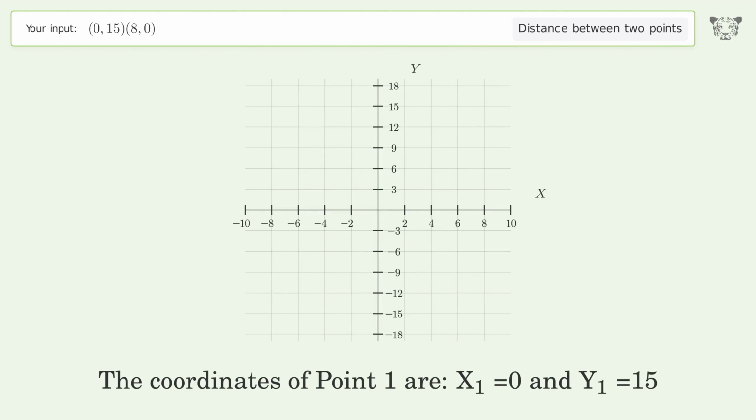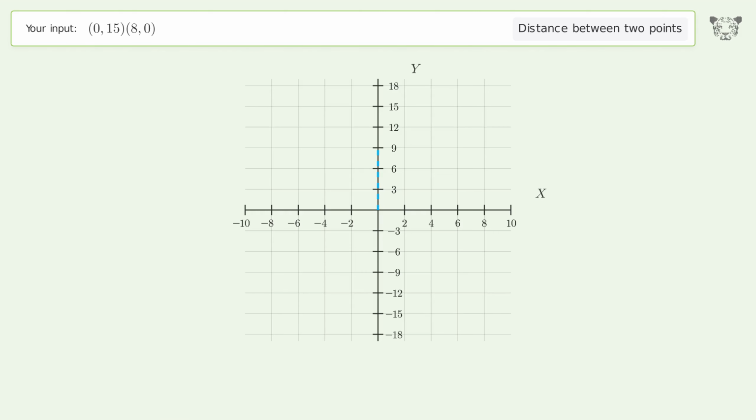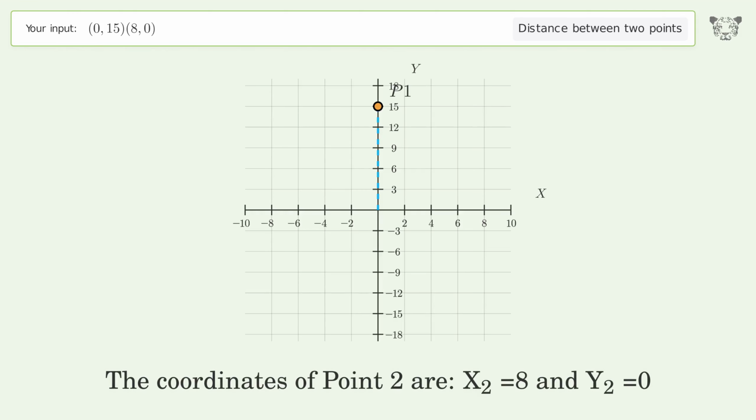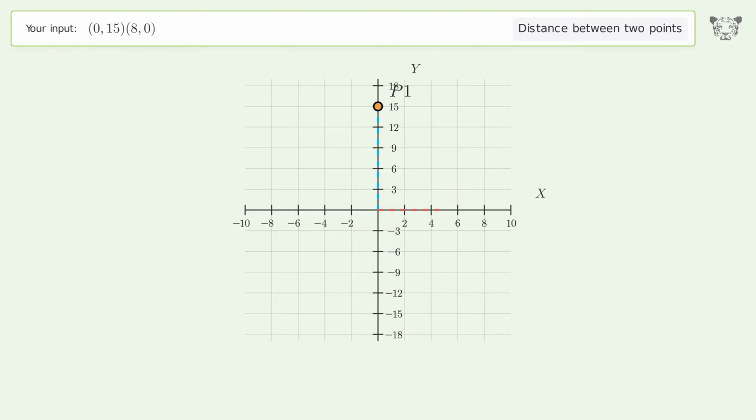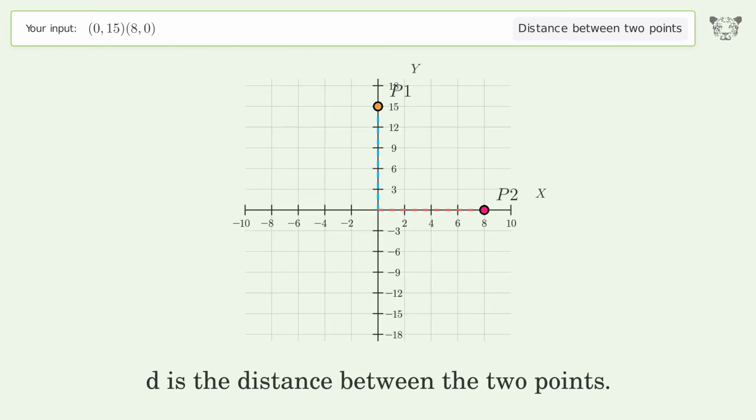The coordinates of point 1 are x1 equals 0 and y1 equals 15. The coordinates of point 2 are x2 equals 8 and y2 equals 0. D is the distance between the 2 points.